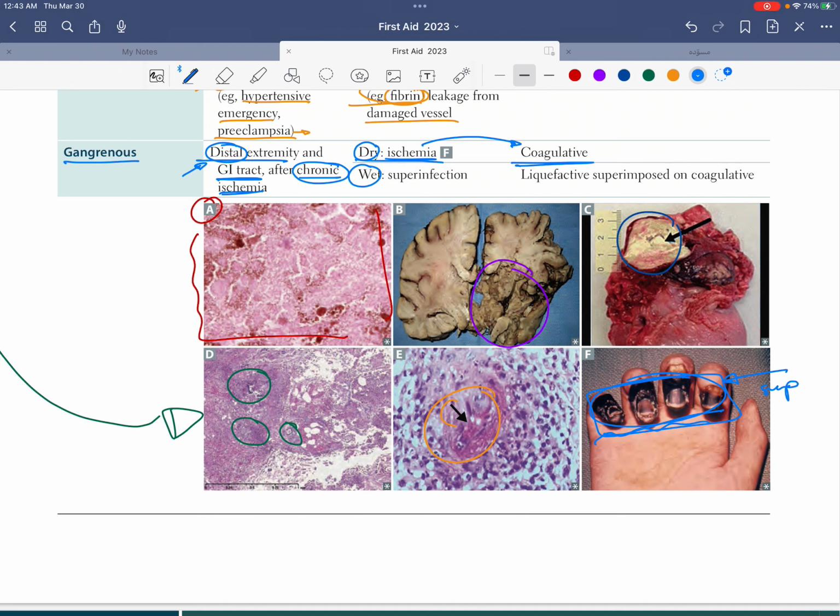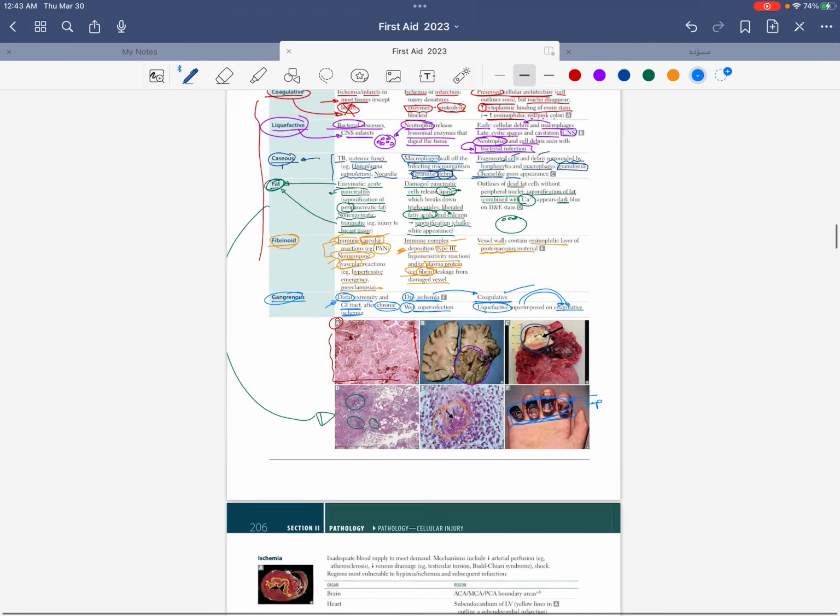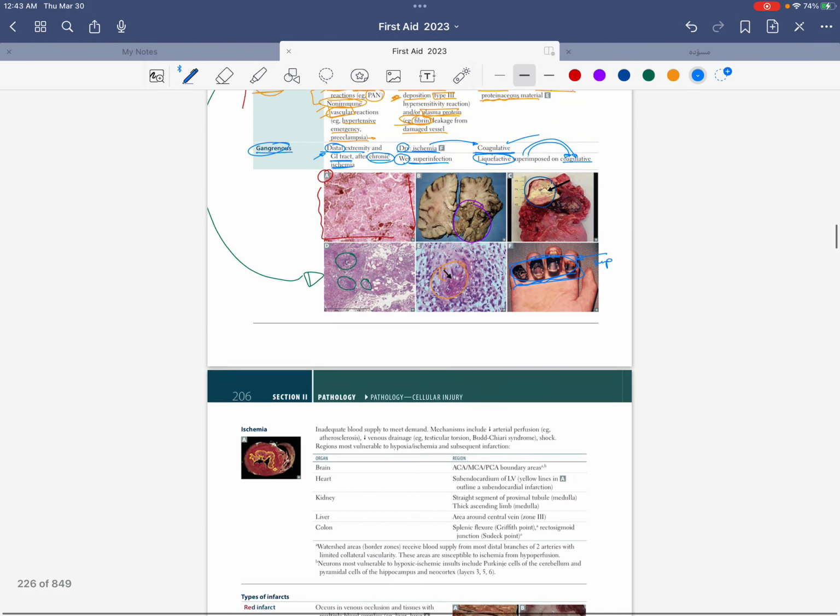If it was a wet gangrene, which means there is a superinfection, then usually it's a liquefactive necrosis superimposed on the coagulative. So the main type of necrosis in gangrenous is coagulative. If it's just ischemia, then it's just coagulative. If there is some other kind of infection because of that gangrene, that means there is a liquefactive necrosis in addition to the basic coagulative necrosis. And I guess that's it for now.